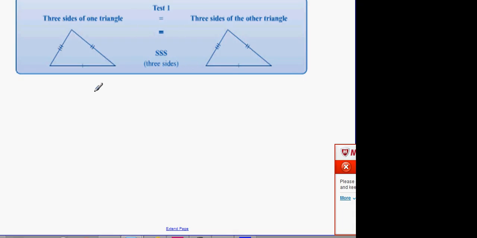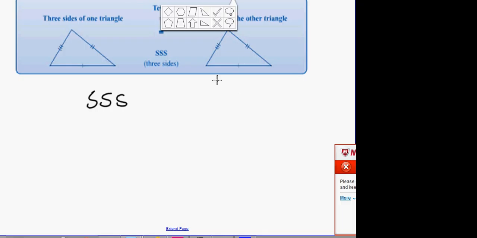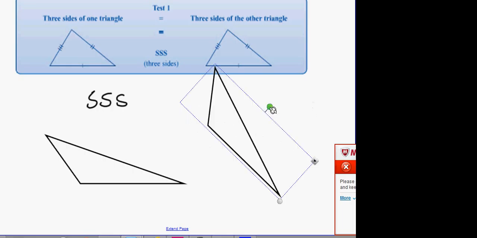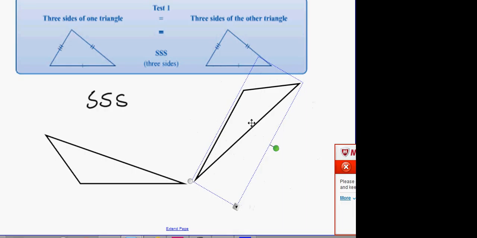There's something that's called SSS. It means side, side, side. If you prove that the sides of the triangles are the same length, they have to be the same triangle. Now I'll show you an example of this, okay? An example would be if I have this one here, and I need two. They're meant to be exactly the same size, okay? I mean, you only need to prove two sides? No, you have to prove three for this particular proof.